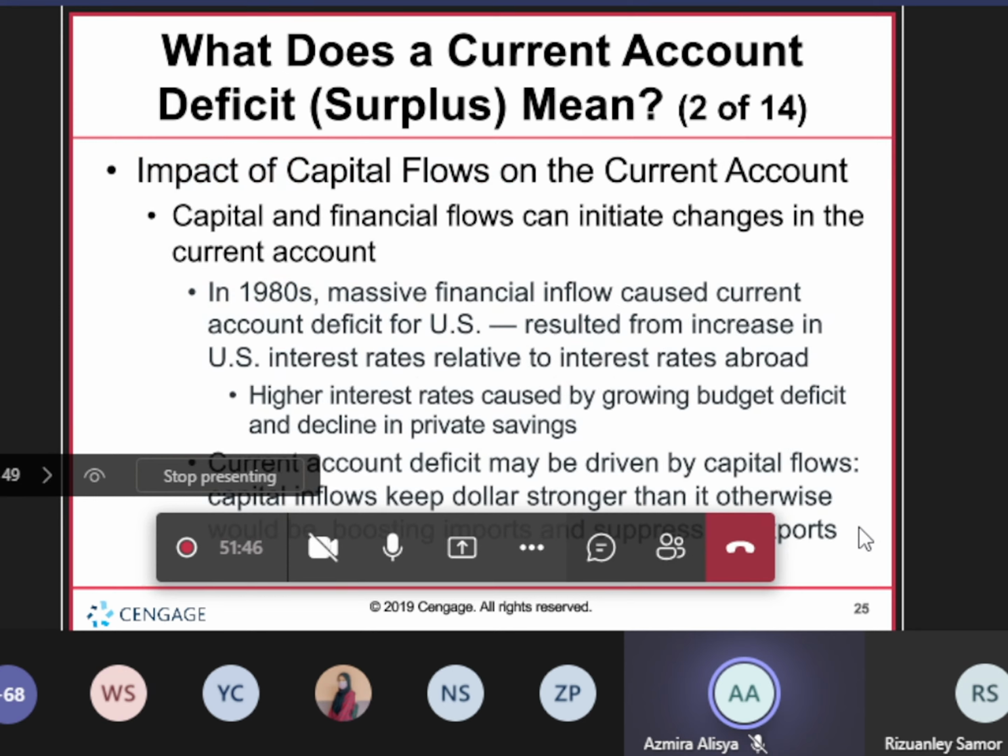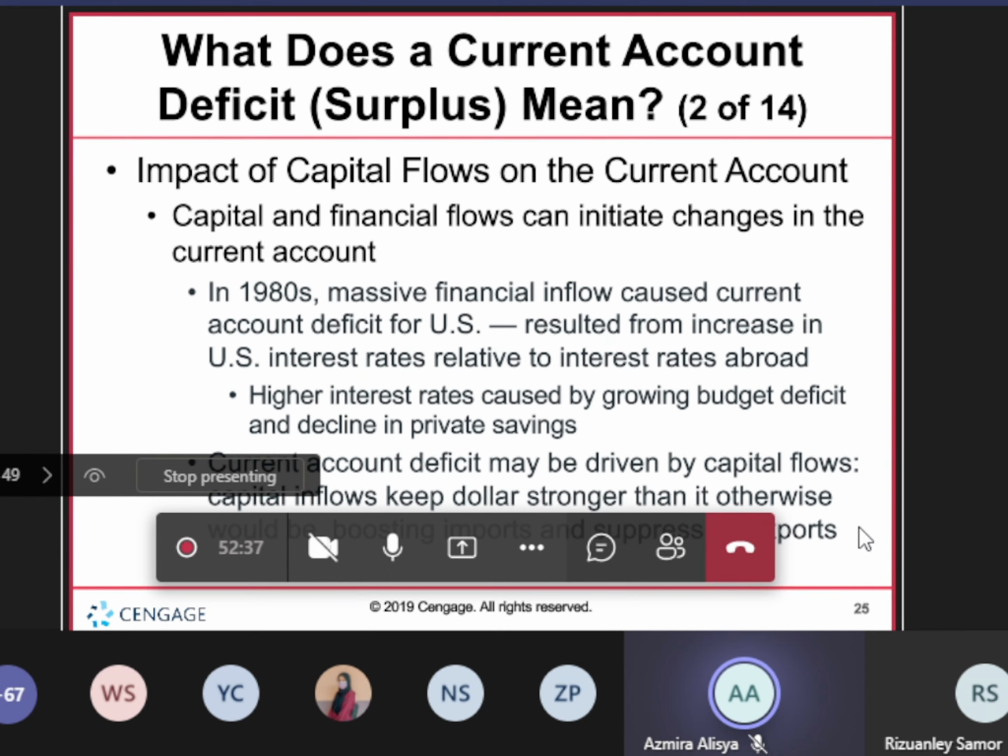So the impact of financial or capital flows on the current account. Capital and financial flows can initiate changes in the current account. So capital and financial flows are the second part: current account first, and then financial and capital account second, before the overall balance. Go back to the Malaysian table just now. Capital and financial flows can initiate changes in the current account. Yes, this is what we're going to learn throughout, until chapter 15. How? We're going to learn.